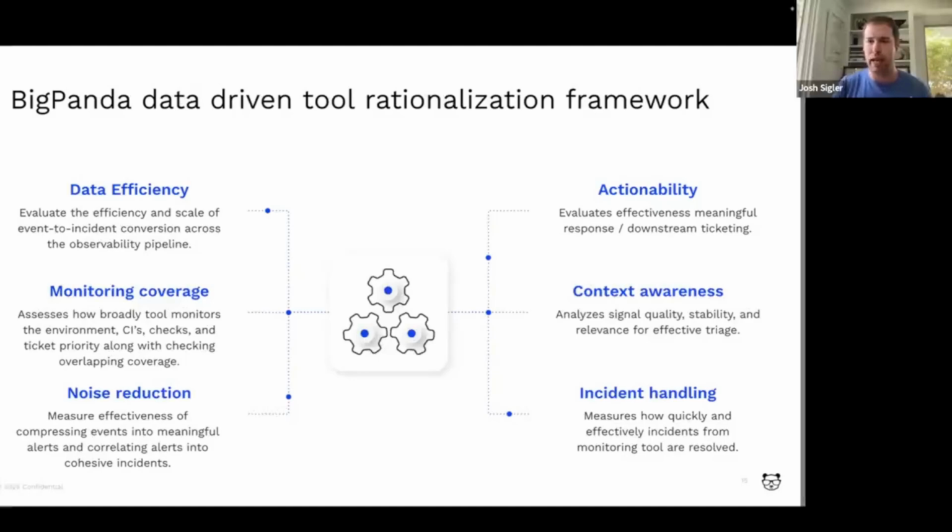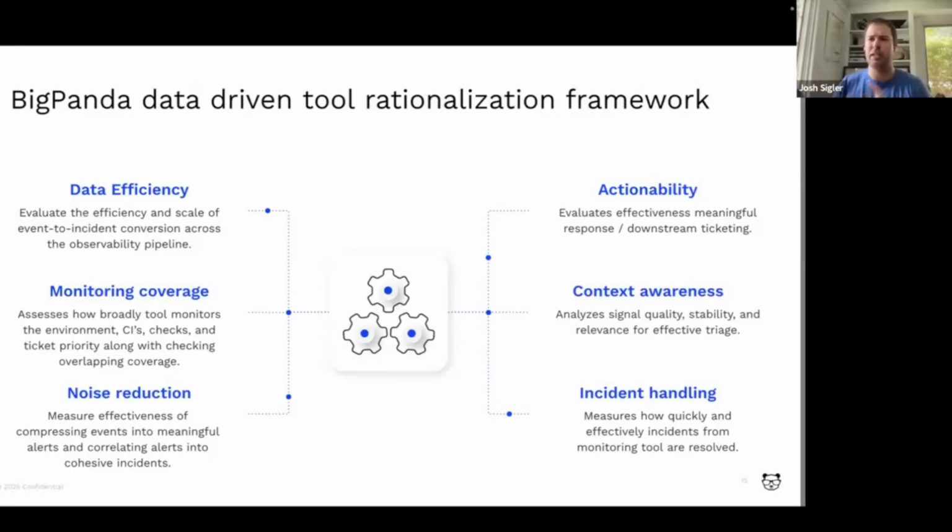Those really begin to look at how much data is coming. What percent of the enterprise data or monitoring volume is coming from each of my tools? How widely deployed is this tool? How many CIs do I have under management? How many different types of checks or health checks am I doing with this tool? We look at noise reduction.